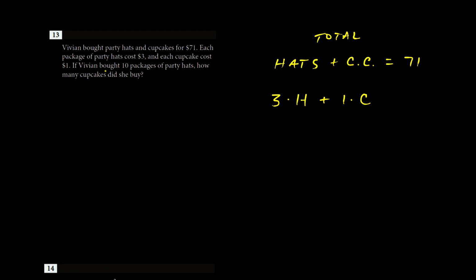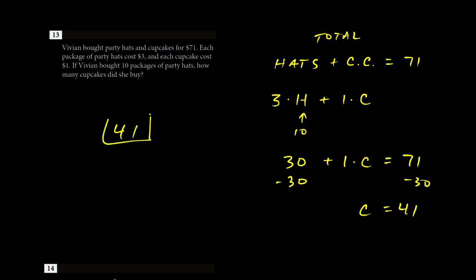It then says if Vivian bought 10 packages of party hats, so they're telling us, all right, she bought 10 of those. So we have 3 times 10. So we have 30 plus $1 for every cupcake. And that was totaling a total of $71. We can just solve for C. So basically, we're just going to subtract 30 from each side. And we see that 1C or C is equal to 41. So our answer for 13 is simply 41.